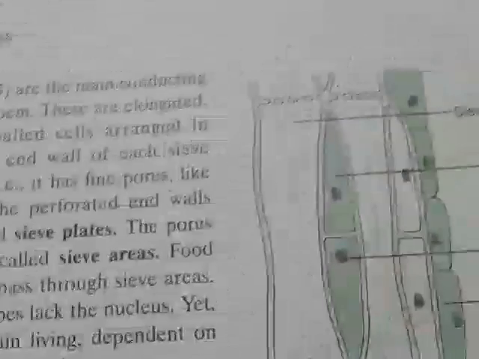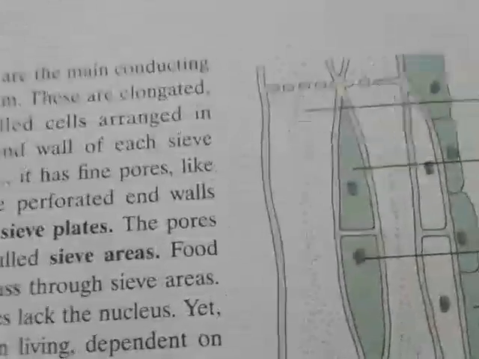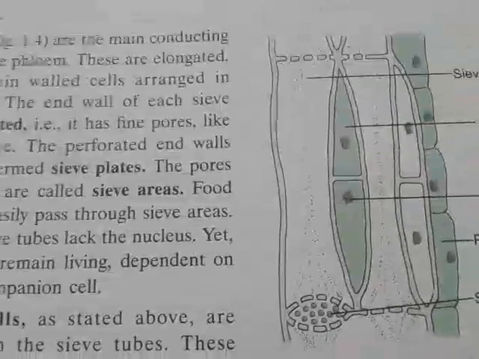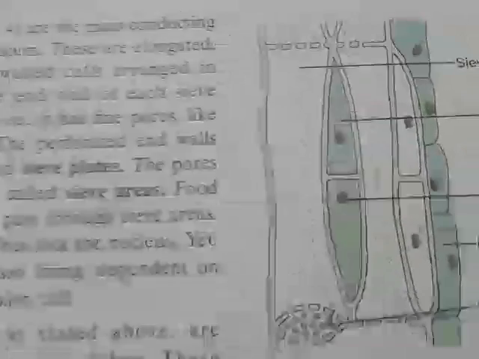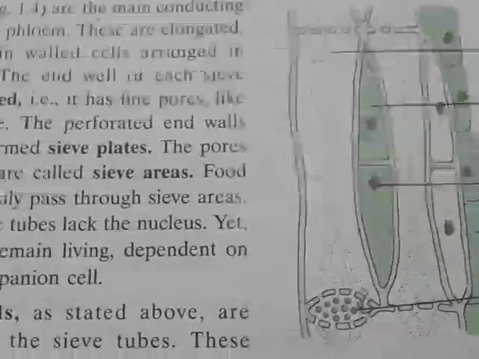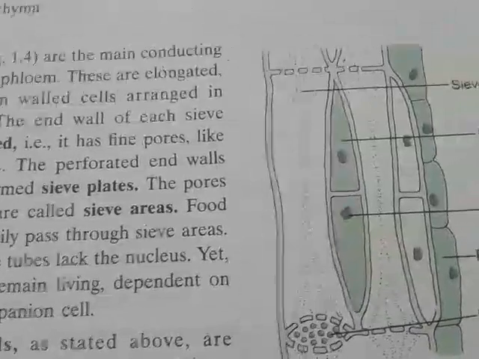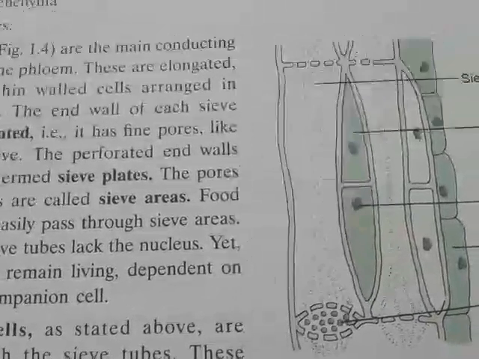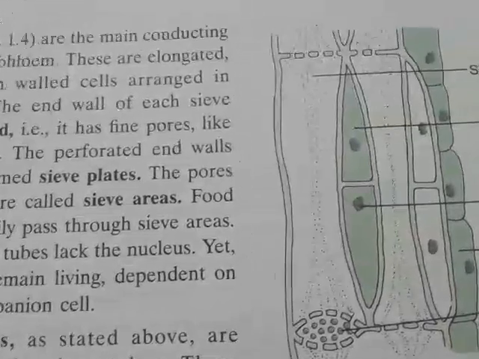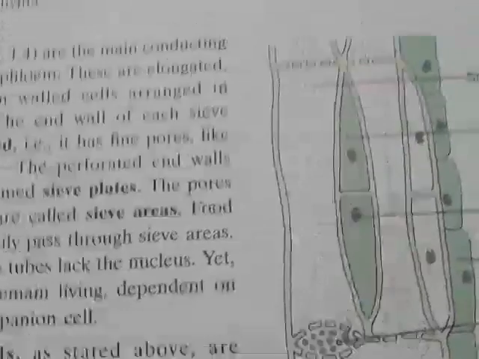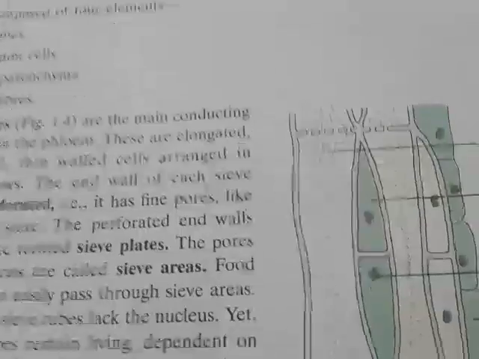So that means sieve tubes are basically the main conducting elements in the phloem, and they are elongated, and at the end of the part it is perforated, meaning there are many pores. These pores form the sieve areas, or you can say the sieve plate. Food material easily passes through it. So this is all about your sieve tubes.